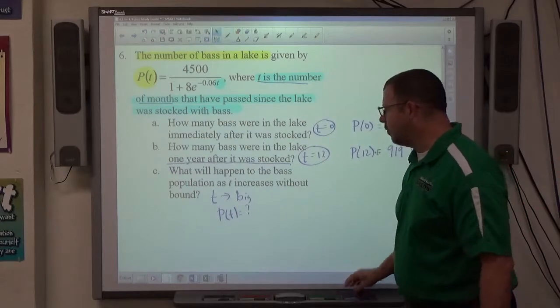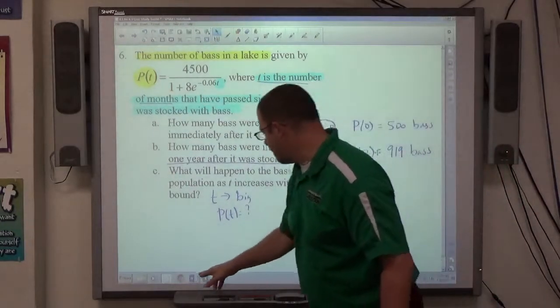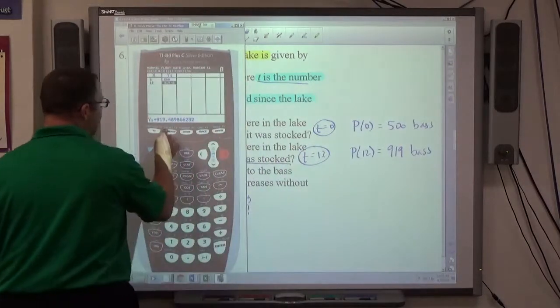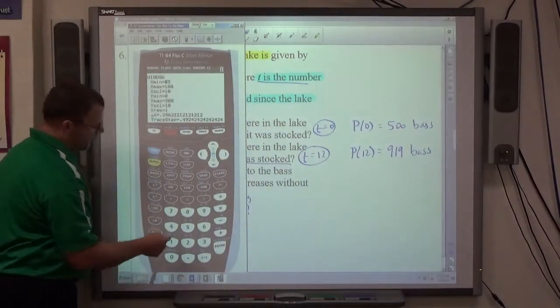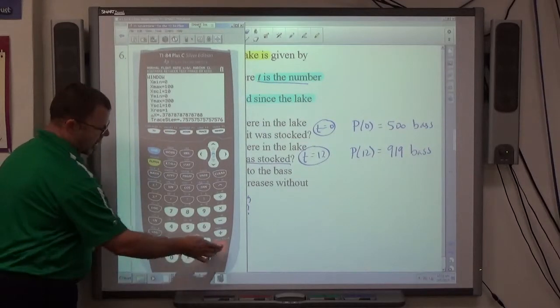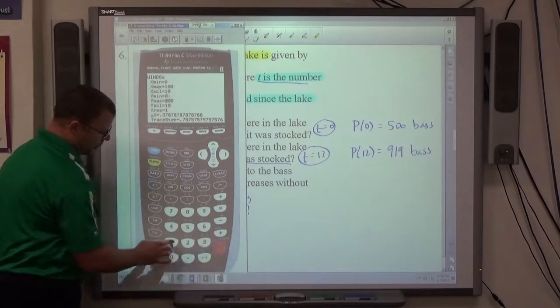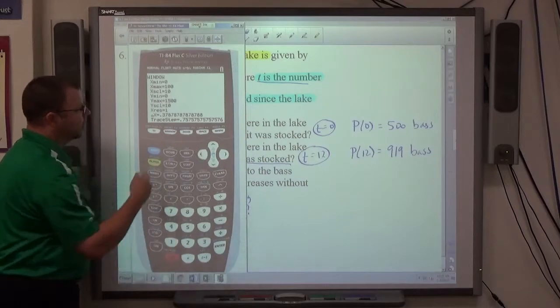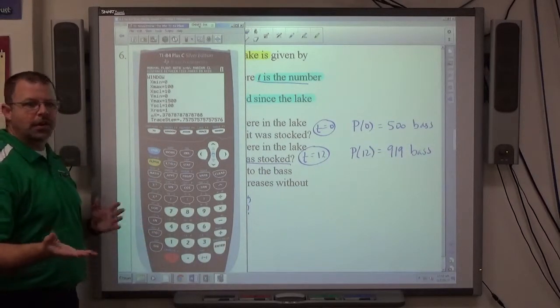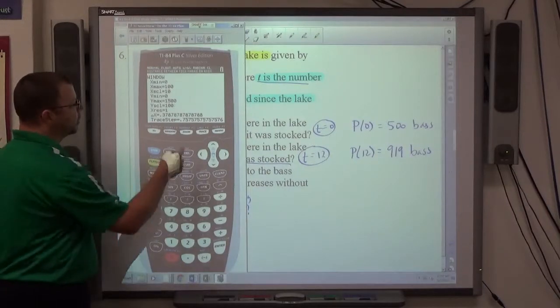Now the question C, what will happen as the population increases without bound? Now this is a situation where maybe graphing would be helpful. So I'm going to set my window from 0 to 100, and maybe from 0 to 1500. It seems like it's growing pretty rapidly, so that might be enough. If my graph fits on the screen, that's perfect. If not, I'm going to have to make it bigger.